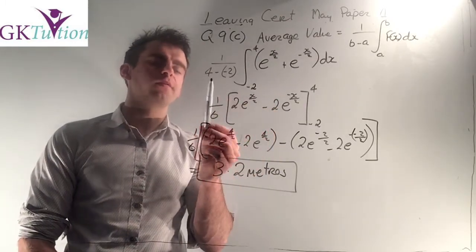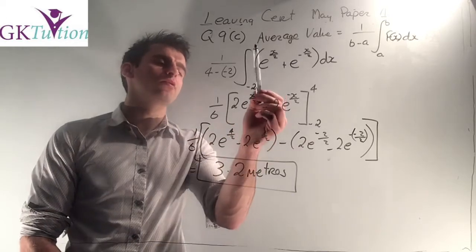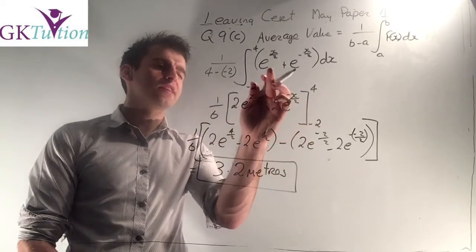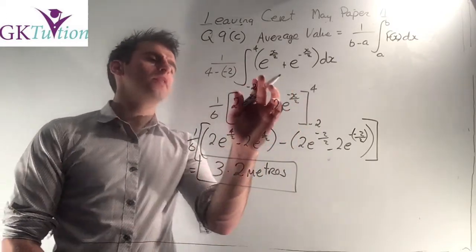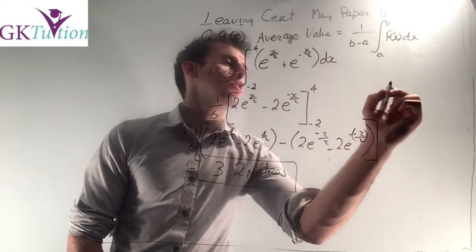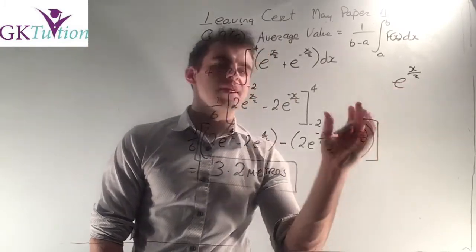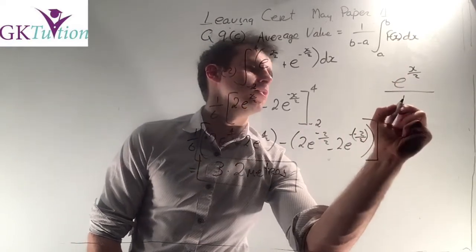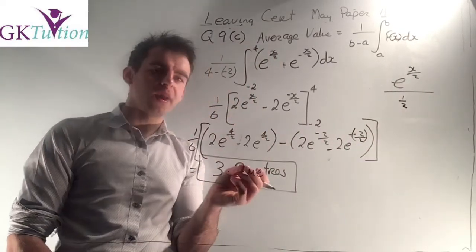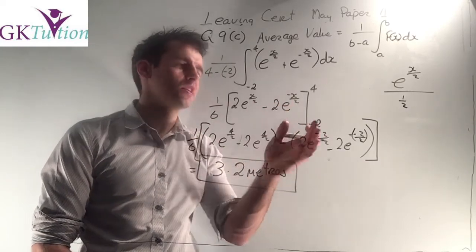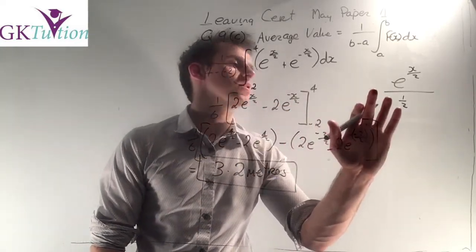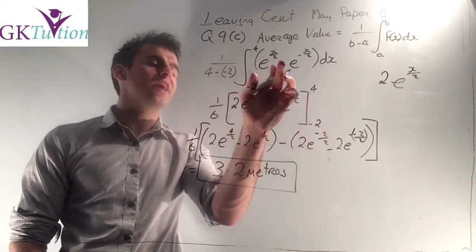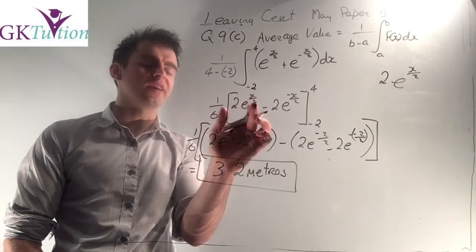So it's going to be 1 over 4 minus minus 2, the integral from minus 2 to 4 of my function. So if I integrate this, now I've skipped a line here, so you have to be careful. The integral of e to the x over 2 would be e to the x over 2, and then you would divide by the derivative of the power. The derivative of x over 2 is a half, but dividing by a half is the same as multiplying by the reciprocal. So dividing by a half is the same as multiplying by 2 over 1, which means that the integral of e to the x over 2 is just 2e to the x over 2.